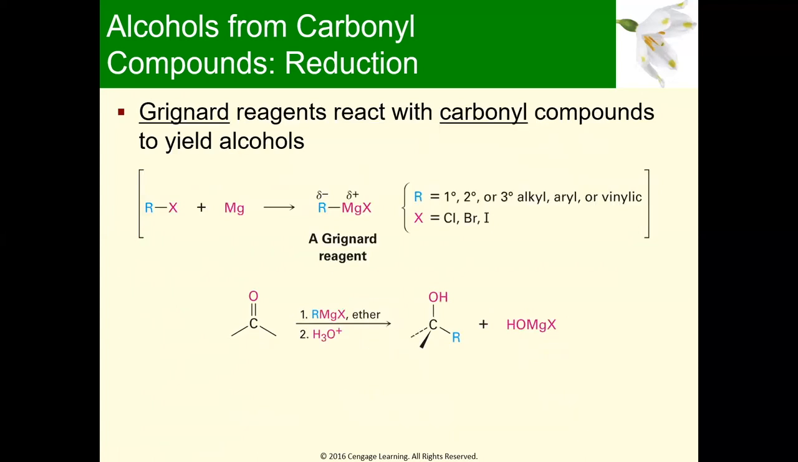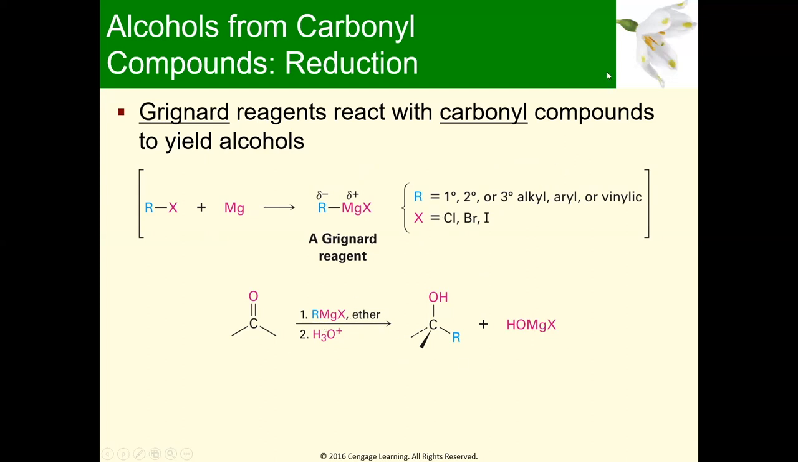All right, so something else you can do with a carbonyl to get an alcohol, instead of reducing it, is react it with a Grignard reagent. And you can get real creative with this, because that R group can be many things. You can create a lot of different Grignard reagents with a lot of different R groups. Those R groups can be primary, secondary, tertiary carbons. They can be alkyl, aryl, or vinyl. And we can do this with lots of different halogens like chlorines, bromines, iodines. But the point is that it's going to act as the nucleophile.